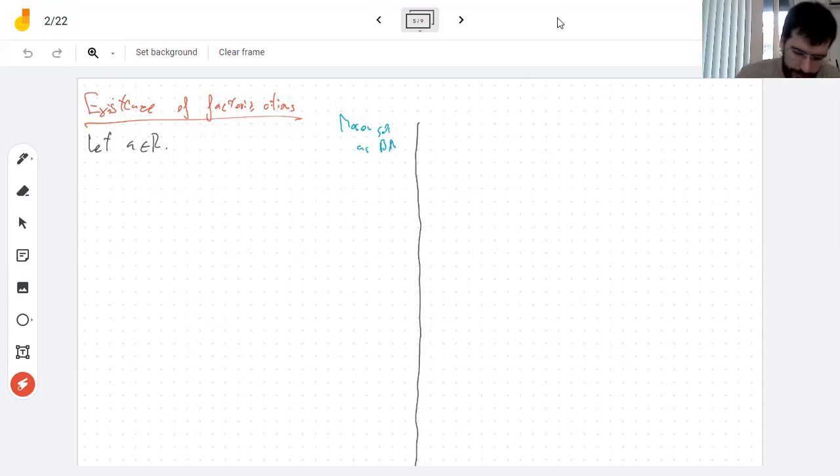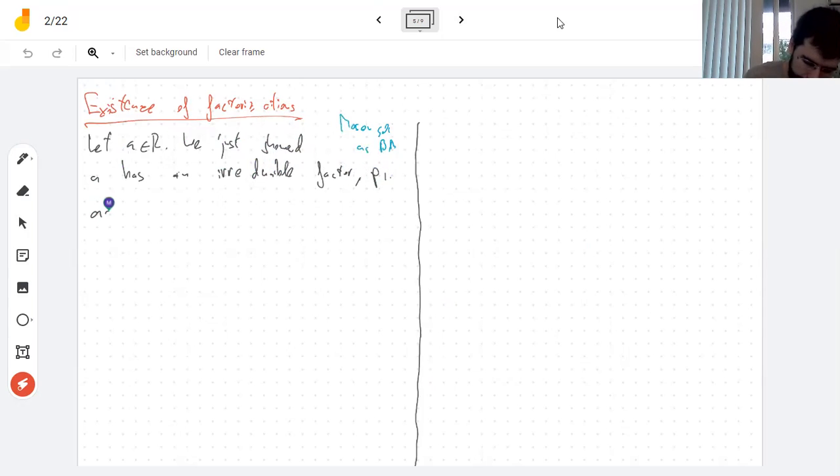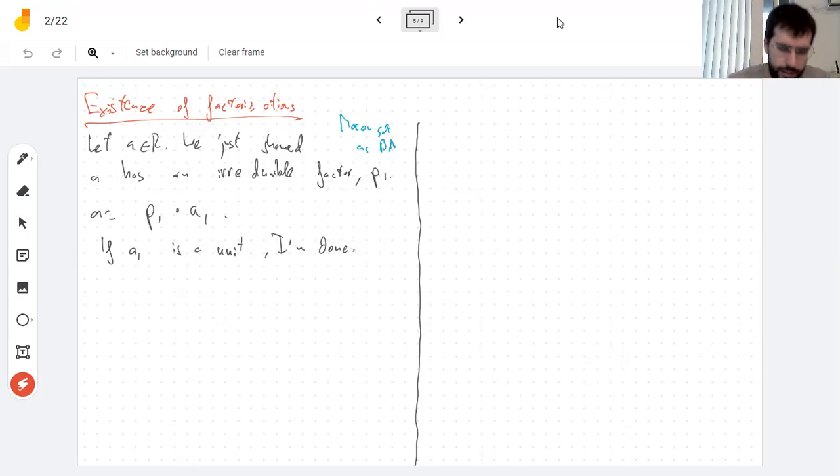So we just showed A has an irreducible factor. Let's say P1. So A is P1 times some other number, A1. So A1, well, if A1 is a unit, I'm done, because then P1 times A1 is an irreducible.